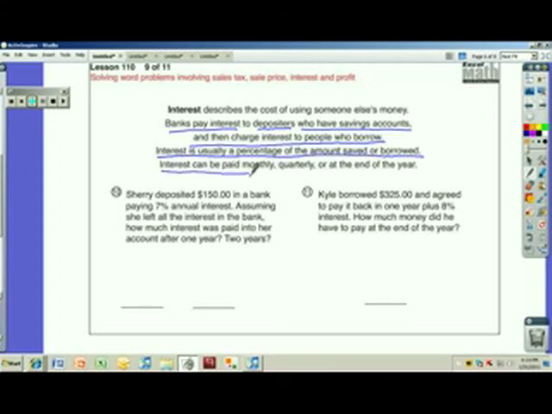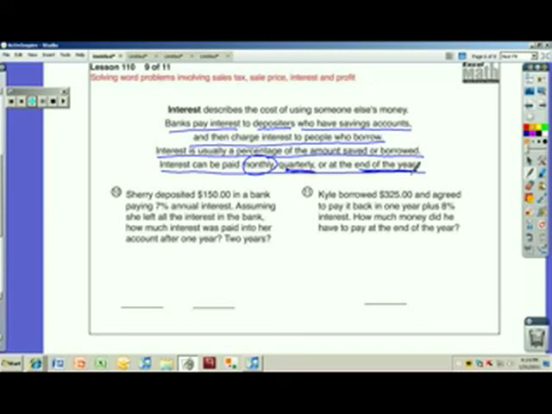Interest can be paid monthly, quarterly, at the end of the year. You know what monthly means? Every month you get your interest, or you have to pay your interest. Quarterly means 4 times per year, right? So you pay it after 3 months, and then after another 3 months, after another 3 months. Or at the end of the year, that's once a year you pay your interest or get paid your interest.